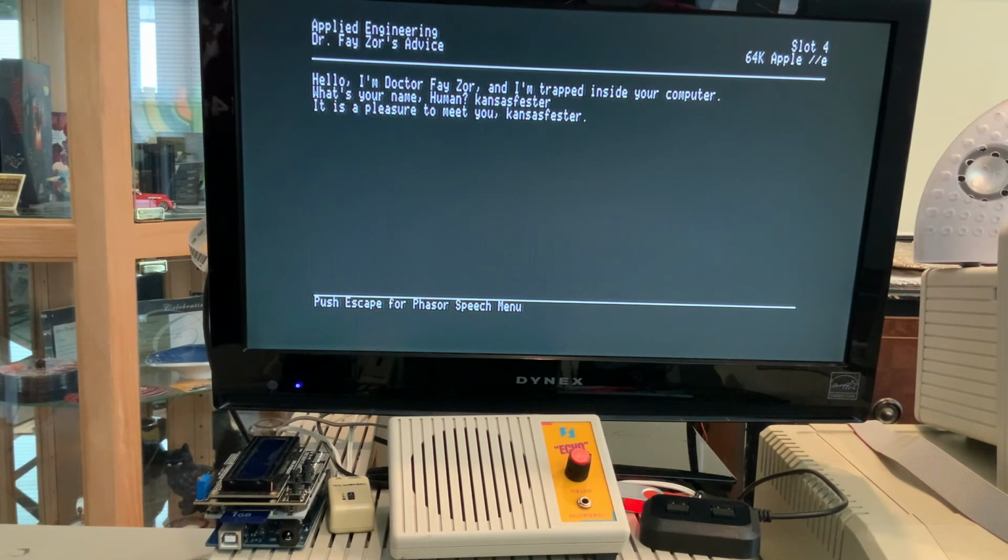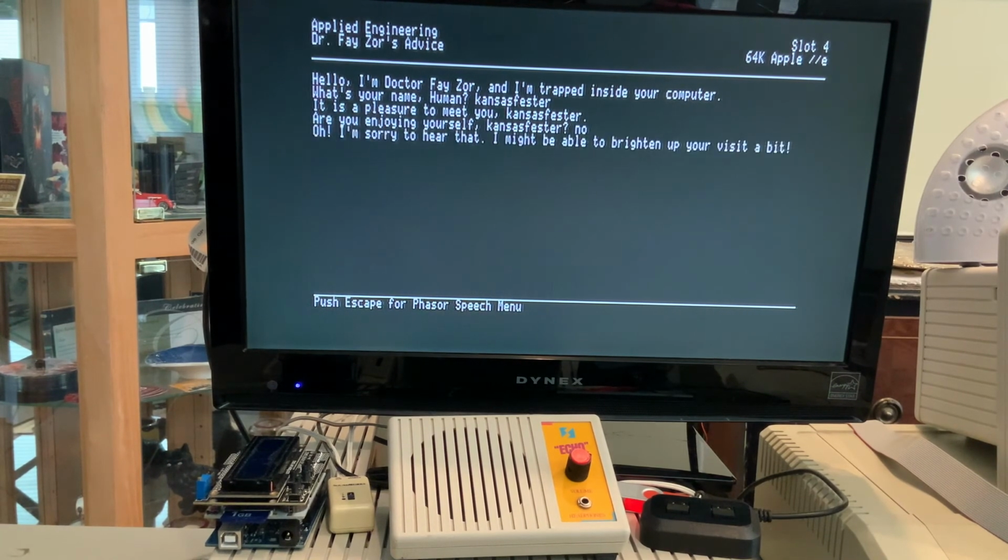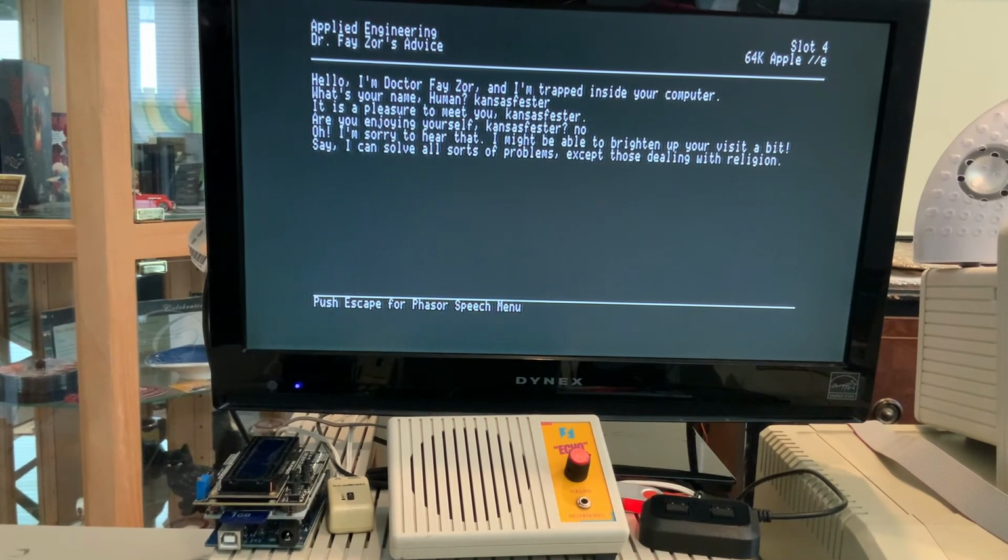It is a pleasure to meet you, ancestor. Are you enjoying yourself, ancestor? Oh, I'm sorry to hear that. I might be able to brighten up your visit a bit. Say, I can solve all sorts of problems except those dealing with religion.